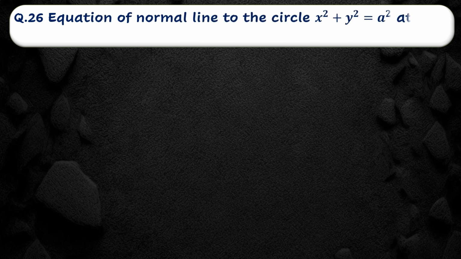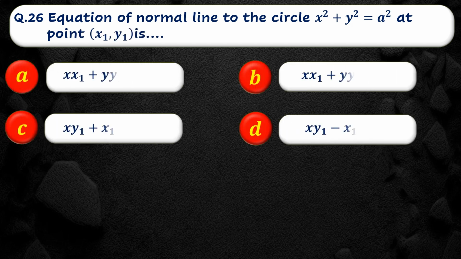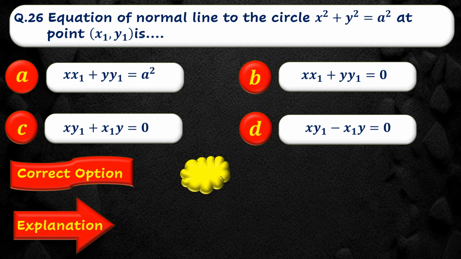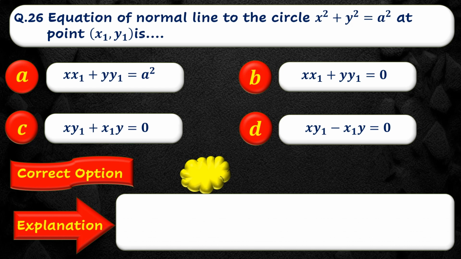Question number 26. Equation of normal line to the circle x square plus y square is equal to a square at point x1 y1 is, and the options are, let's check out which one is the correct option. The given circle is x square plus y square is equal to a square. We find the equation of normal line.